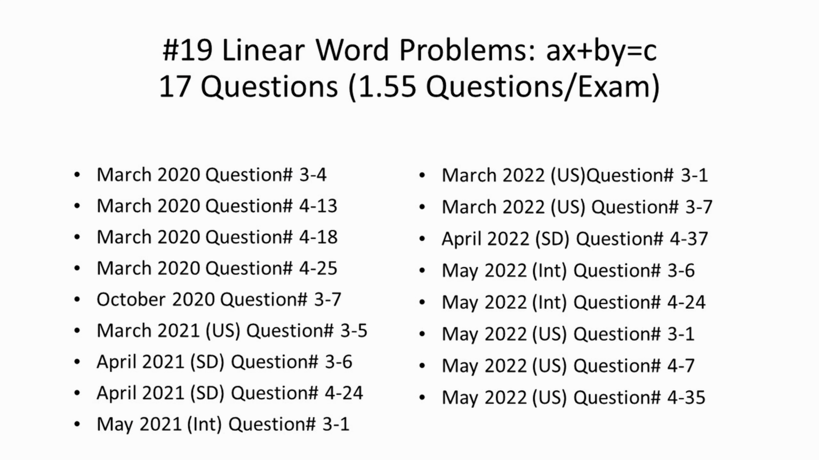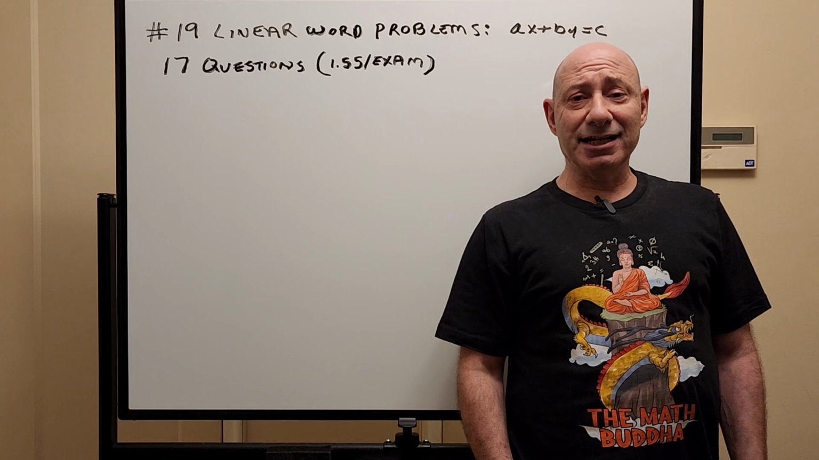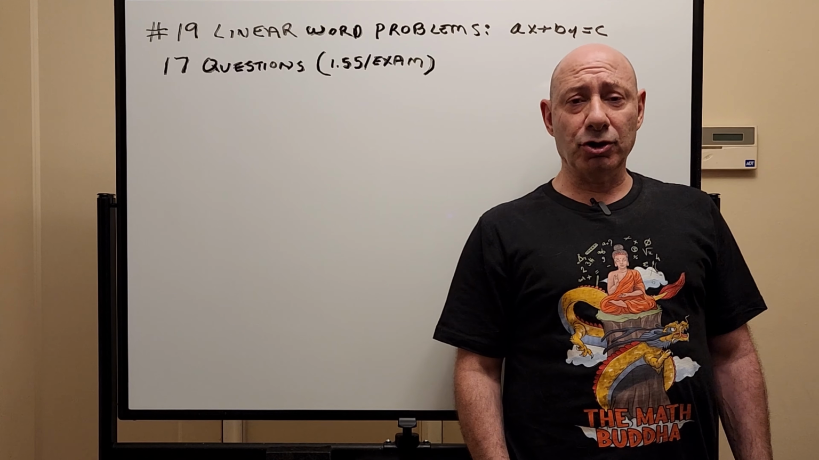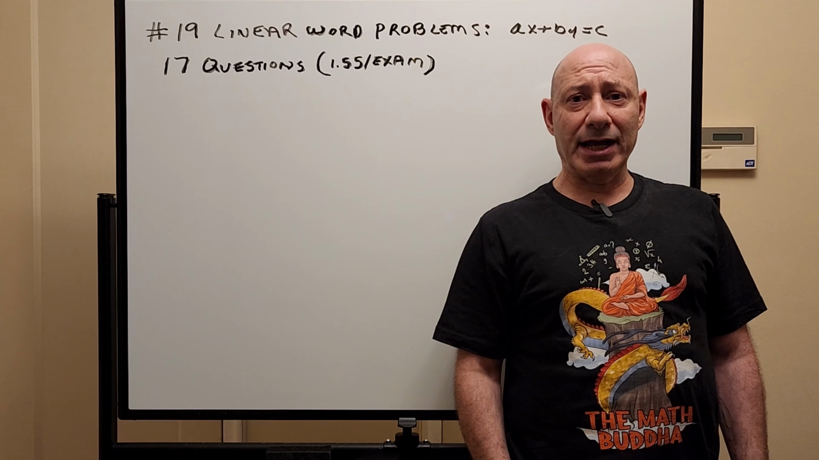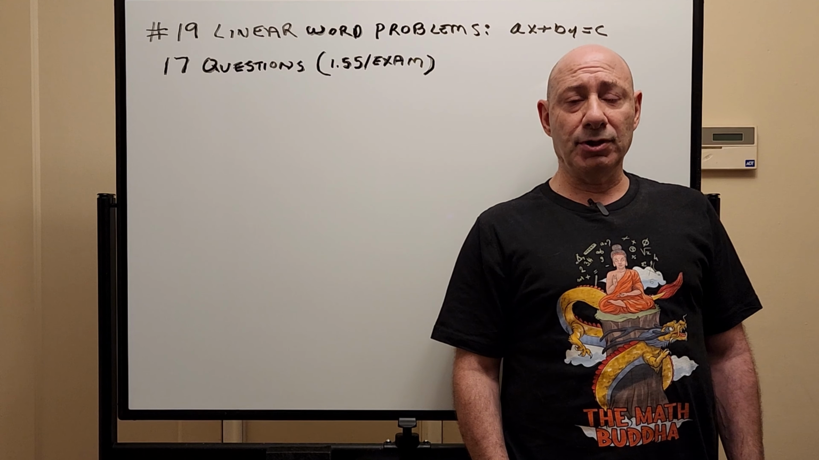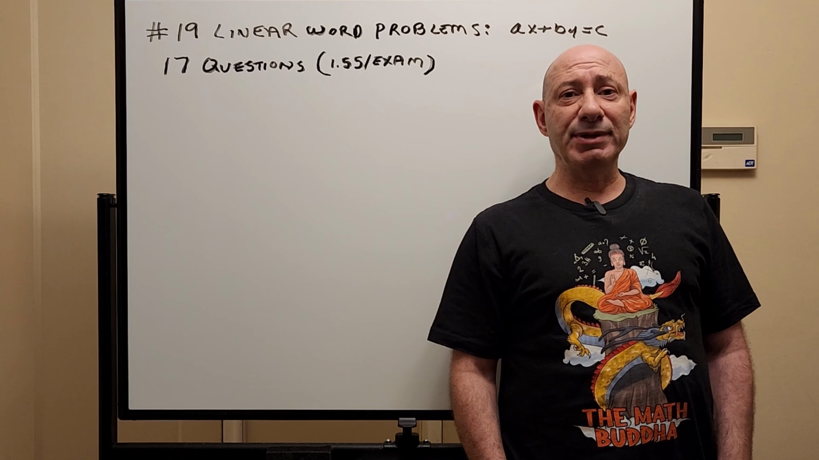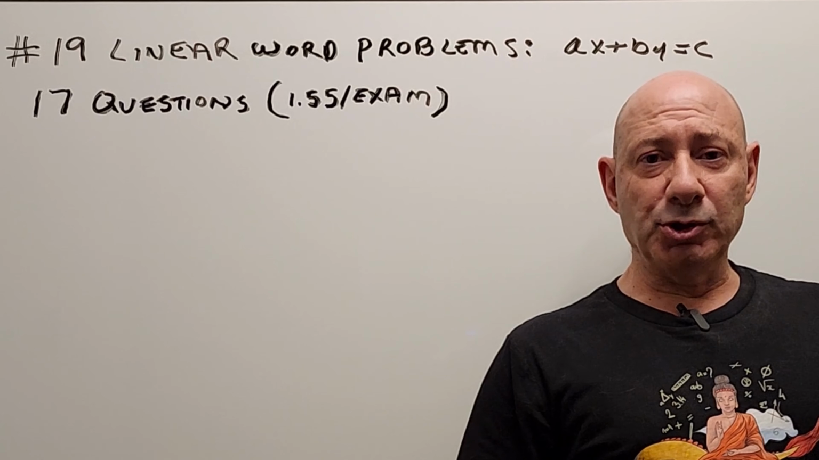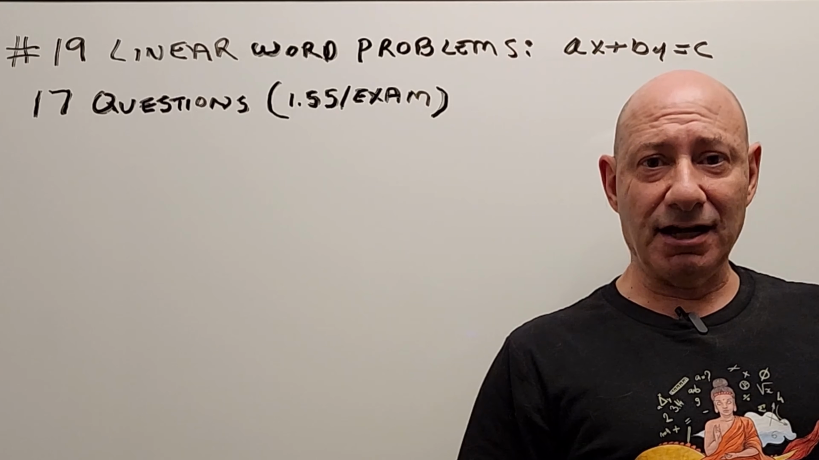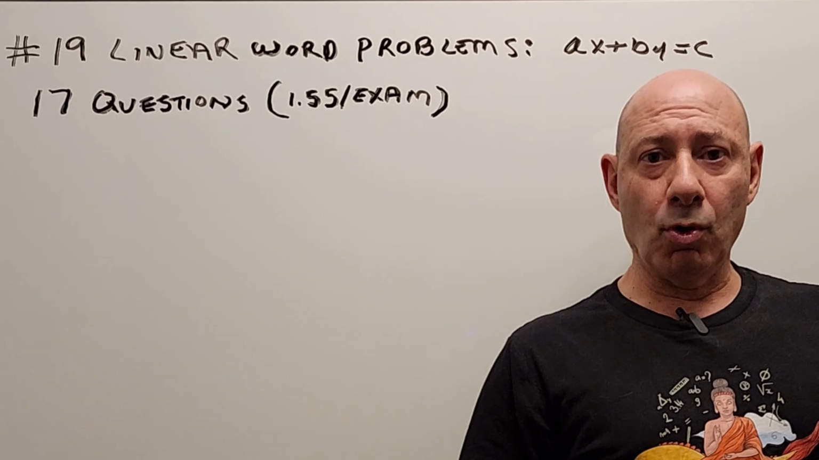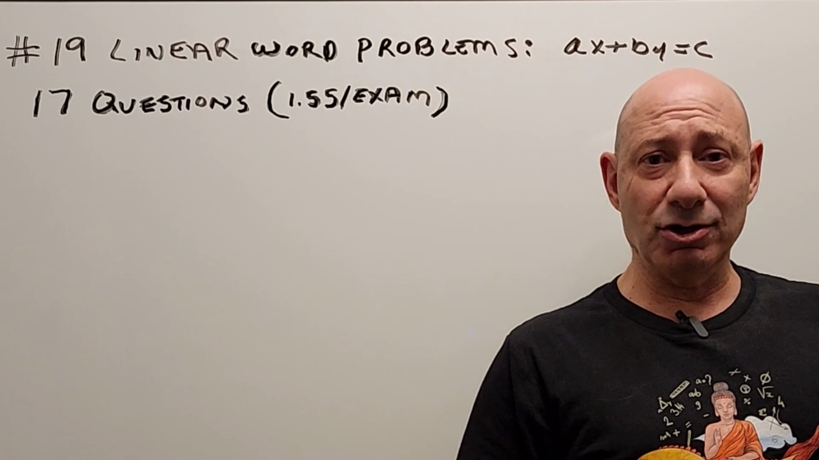Moving along, we have at number 19, linear word problems of the form ax plus by equals c. I have found 17 SAT questions on this subject, which comes to approximately 1.55 questions per exam. In my ax plus by equals c video, I'm going to show you how to identify the necessary parameters in your word problem so that you can build the proper equation. There will be no solving in my video. For most of the questions on this list, you don't have to solve. You just have to find the equation or explain one of the parameters in the equation.